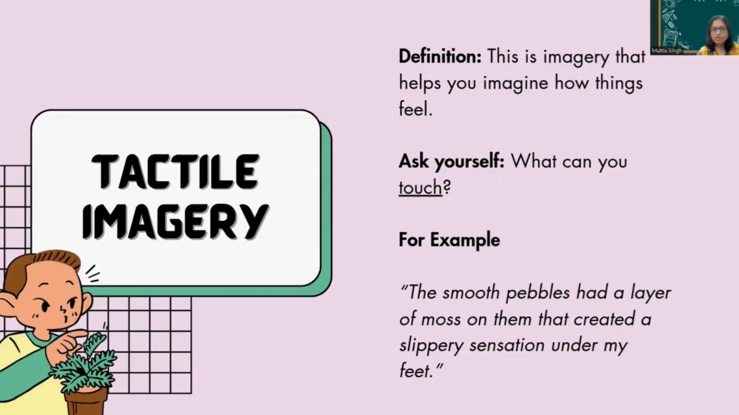Next, we have tactile imagery, which means what you can touch. Imagine the feeling, the touch. Example: the smooth pebbles had a layer of moss on them that created a slippery sensation under my feet. Now, if the writer does not use imagery and writes a simple sentence like, I held the pebble in my hand, but in his mind the pebble is smooth and slippery, if he doesn't use proper imagery, he won't be able to convey how the pebble felt when he held it in his hand.